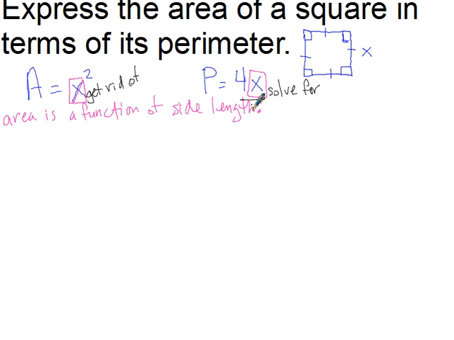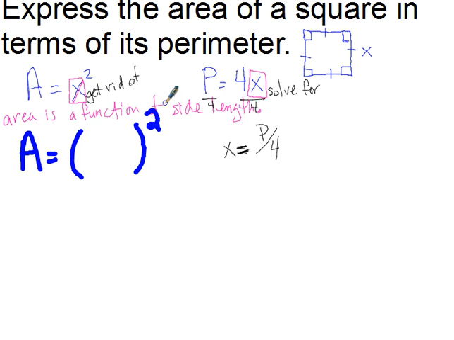Okay, so that's not hard to do. 4 times x, we divide both sides by 4. We figure out that x is the perimeter divided by 4. Okay, because we can't get rid of something unless we substitute it. So now I have over here, the area is the side length squared. Okay, and we determined that rather than having x, we were going to put in here p over 4. Okay, the side length is the perimeter divided by 4, and that's what we got from right here. So we are substituting that value in here for x.